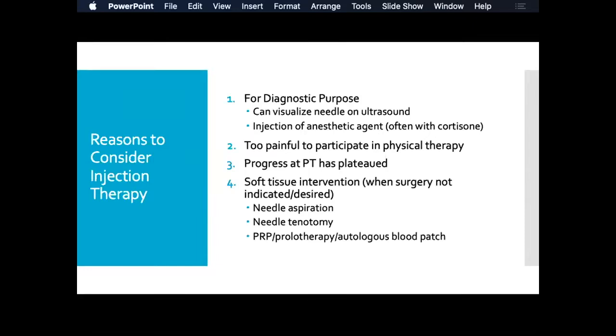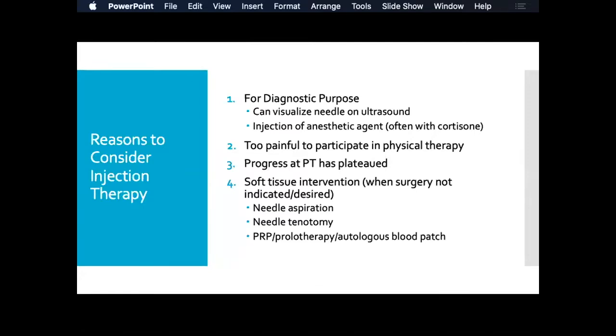And they had an injection for something before, and they're not sure if the injection worked. One nice thing is you can see the needle going into your target. You can inject your injectate, and you know if it had an effect or not, if it's helping or not. And you're confident that it went exactly where it needed to be. Another thing you can do is the injection of an anesthetic agent, often with cortisone, so that's a diagnostic and therapeutic type thing.